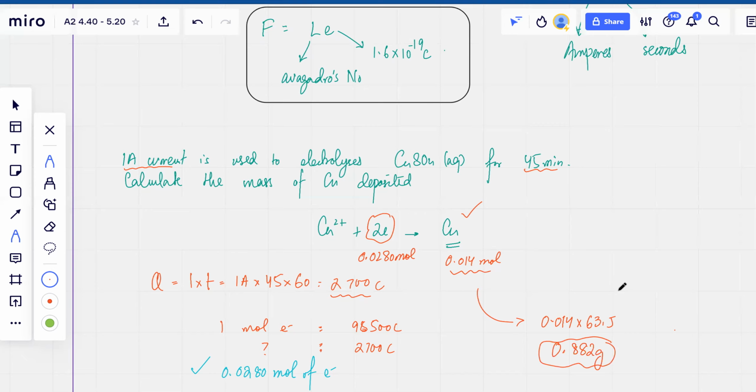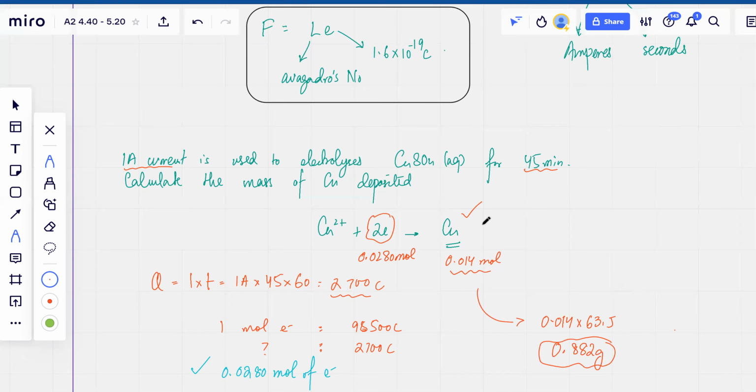And that's our answer. So the point is that the current that's flowing can be converted into charge, and the charge can be converted into the moles of electrons. And you can then use the moles of electrons to figure out the moles of all the substances that are getting deposited during electrolysis. So is this clear to everyone? Shafaq, Lubana, is this clear?